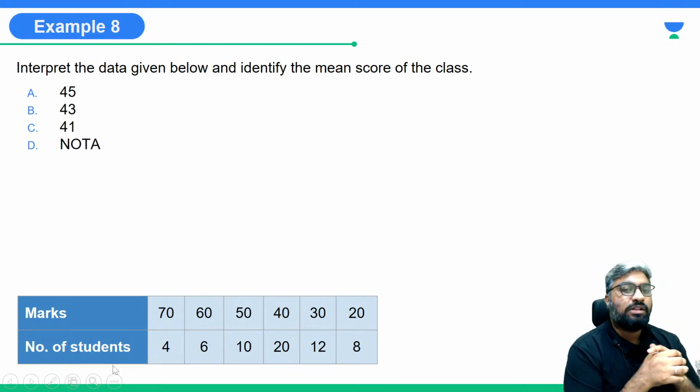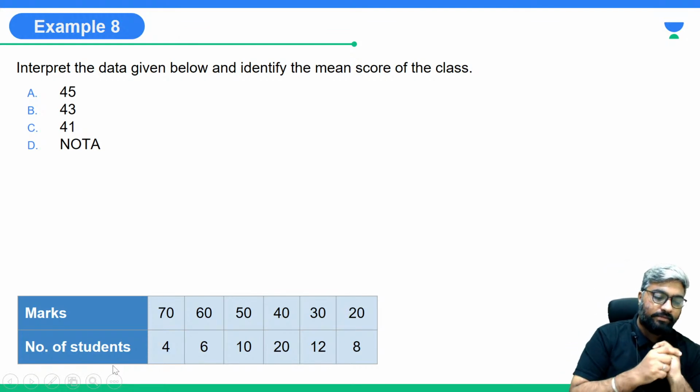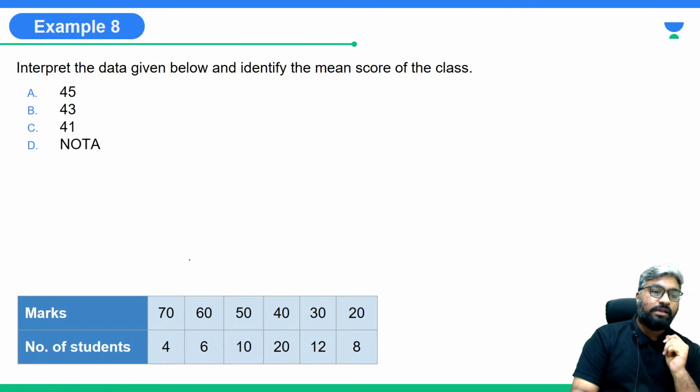We need to find out the mean score of the entire class. Read the table carefully. Marks obtained is 70 by number of students 4.